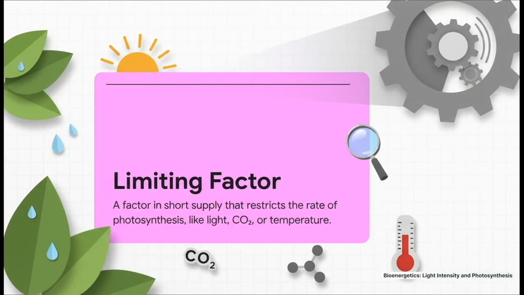Now, this brings us to a really key idea, a limiting factor. Think of it like a factory assembly line. It doesn't matter how fast the rest of the line can go if you're waiting on one slow part. That one part limits the whole operation. For photosynthesis, that slow part could be light, CO2, or even temperature. If one of them is in short supply, it puts a speed limit on the whole process. And for this practical, we're deliberately making light our limiting factor.